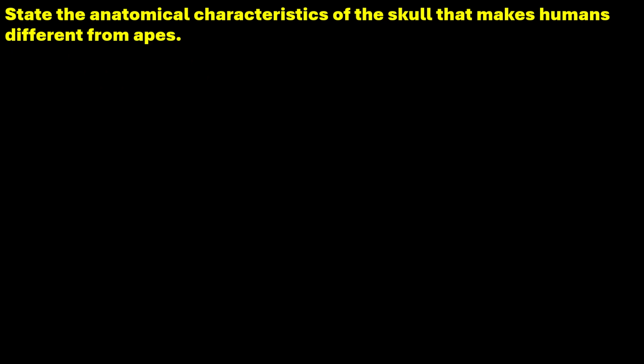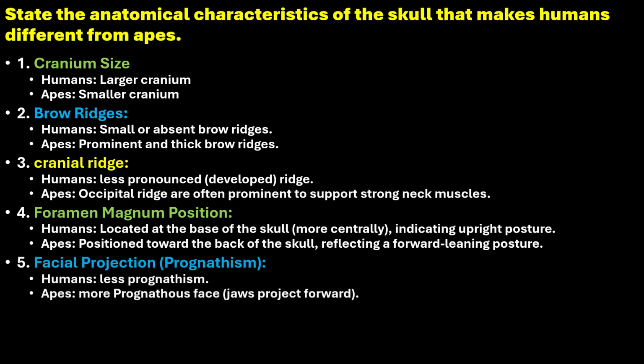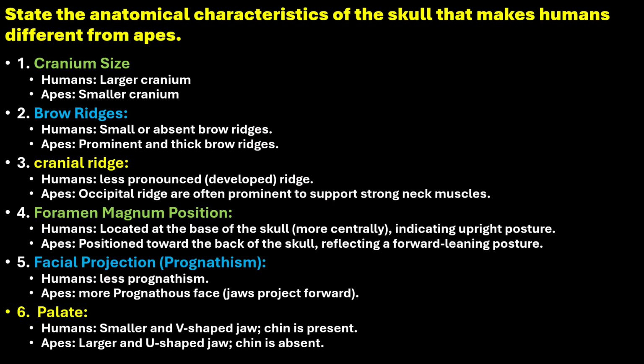So over here, we have to state the anatomical characteristics of the skull that make humans different from apes. While such a question is given, it is talking only about the skull. You don't talk about the pelvic girdle. You don't talk about arms. You don't talk about the spinal cord. You focus only on the skull because the question is about the skull.